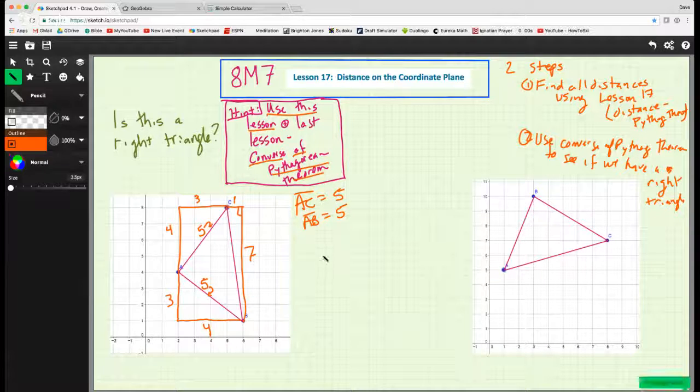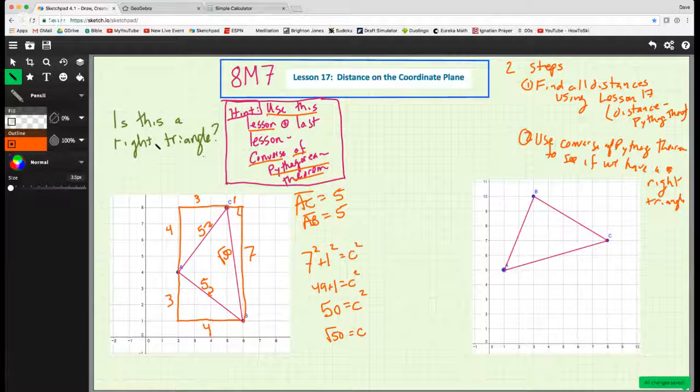So I have to use my Pythagorean theorem. 1 squared plus 7 squared equals c squared. So that's 49 plus 1 equals c squared. So 50 equals c squared. So c equals the square root of 50. So here's the square root of 50.